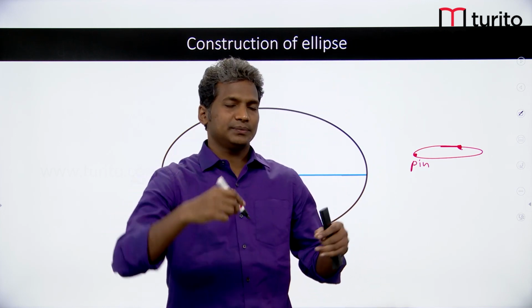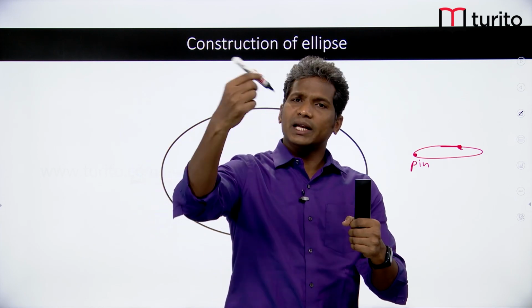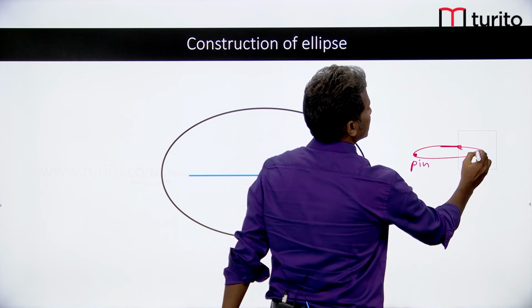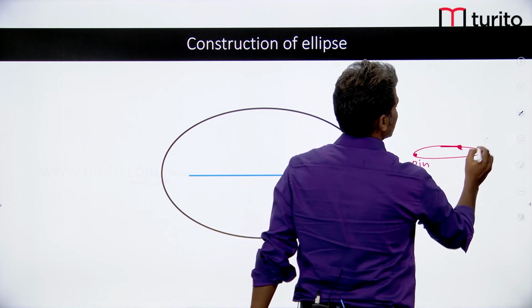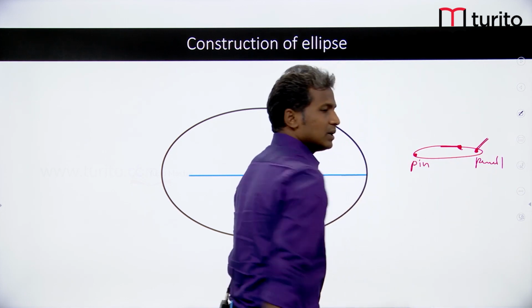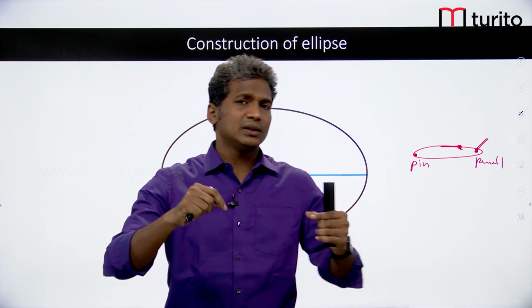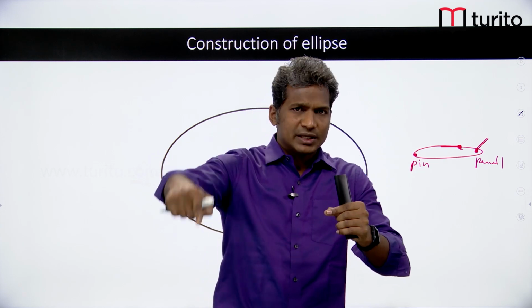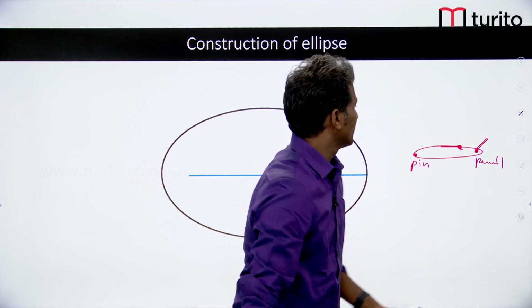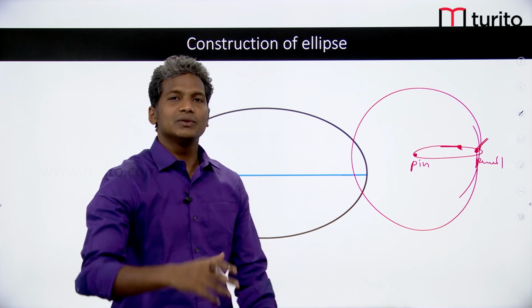I put a pin here, and there is thread here, and I take a pencil and stretch the thread. Imagine that there is a vertical pencil here. Now, keeping the thread tight, if I move the pencil all around, what will I get? I will get a circle. So this is the basic idea of drawing a circle without using the compass.